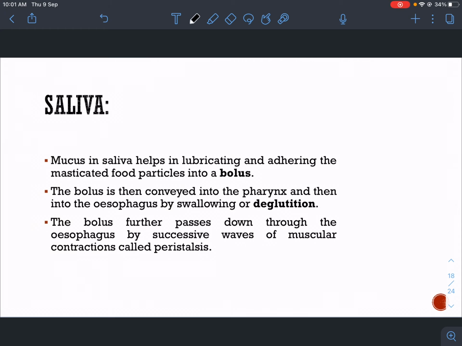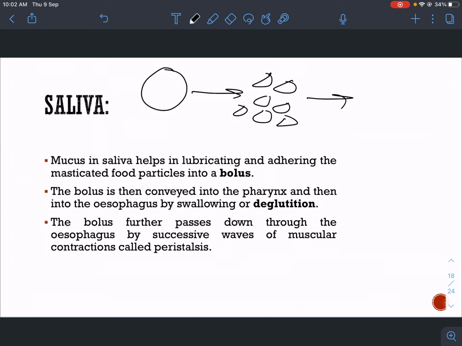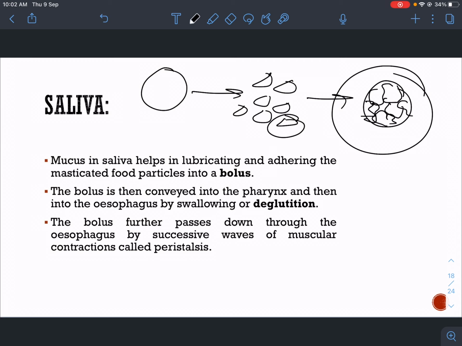Saliva contains mucus, which helps in lubricating and adhering the masticated food. So for example, this is your food. It will be broken down into smaller parts with the help of teeth and tongue. They will be mixed together with the mucus, and then they will be formed into a ball-like structure, and this structure is known as bolus. So these small particles are adhered to each other with the help of mucus, and they are lubricated so that they can easily pass through the alimentary canal.